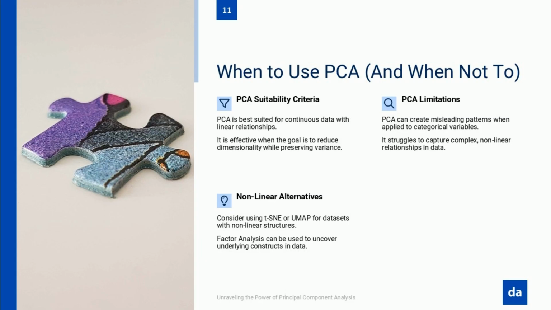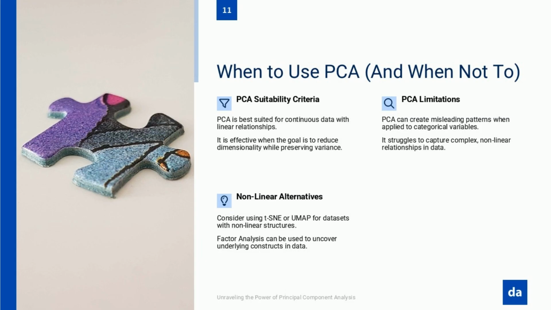But here's where things get problematic. When your dataset includes categorical variables like product types, customer segments, or demographic groups, PCA's mathematical foundation begins to crumble. The linear transformations at PCA's core simply don't map well to the discrete nature of categorical data. Forcing such variables through PCA can create artificial patterns that don't represent real relationships.